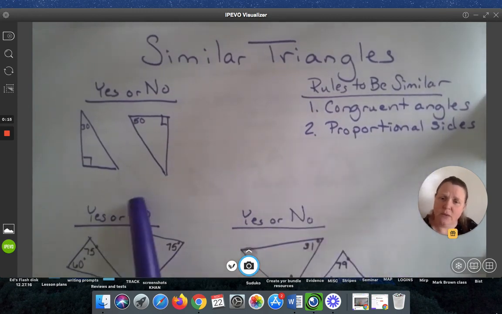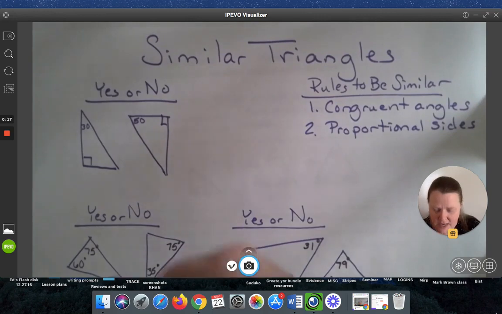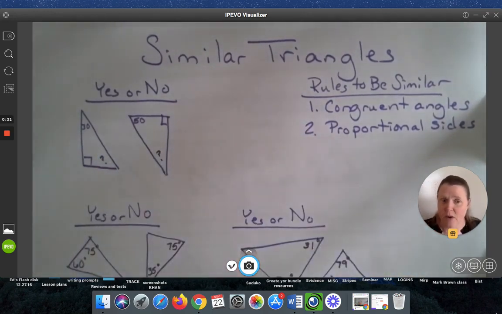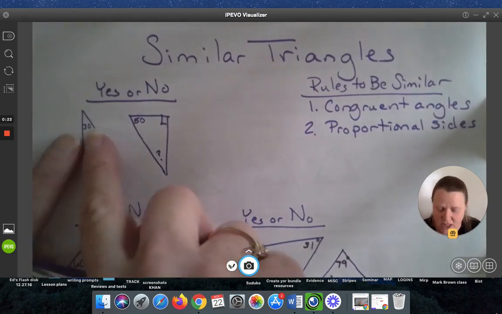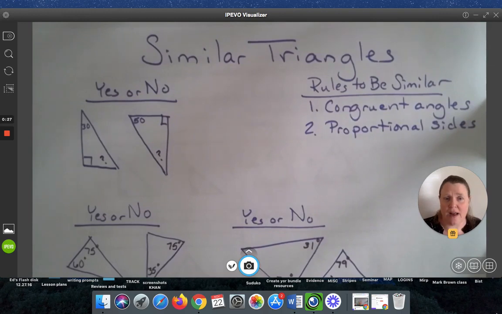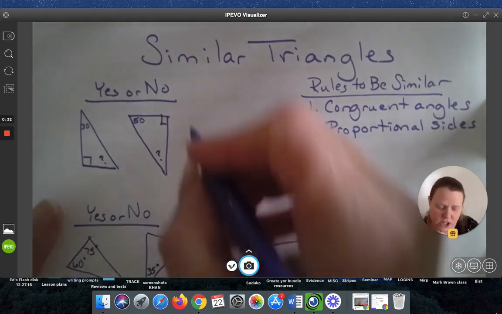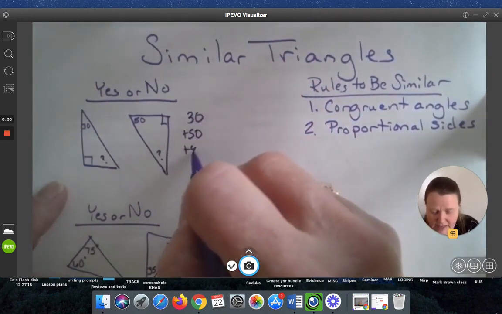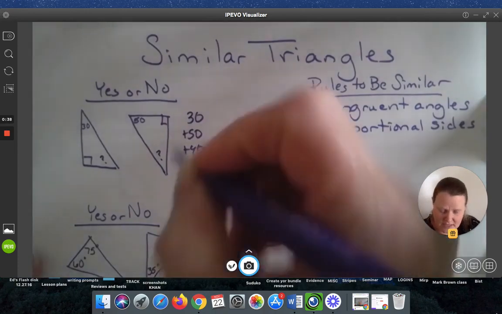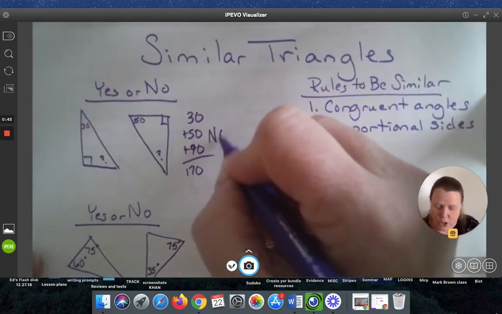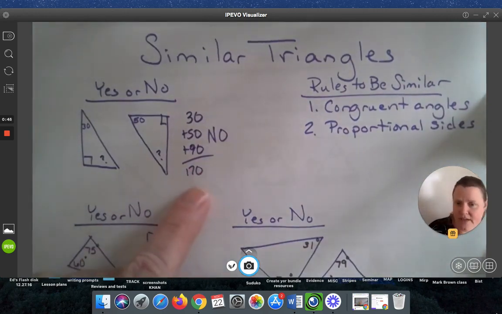So if we come over here and look at this, we want to know how many degrees is this angle right here, and how many degrees is that angle right here. What we're actually checking for is, could this one down here be 30 and could this one over here be 50, so that I've just turned it around, and could they be similar in that respect? So we're going to check our math. We're going to do 30 plus 50 plus 90, and see if it adds up to 180. In this case, it adds up to 170, so the answer would be no. That does not equal 180.